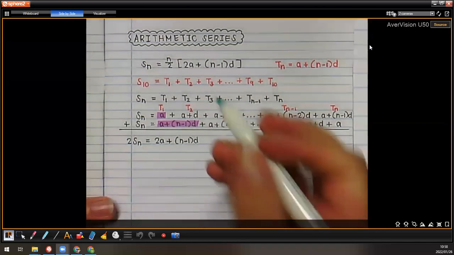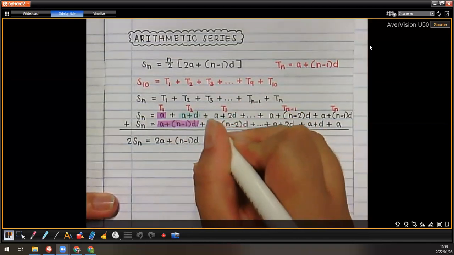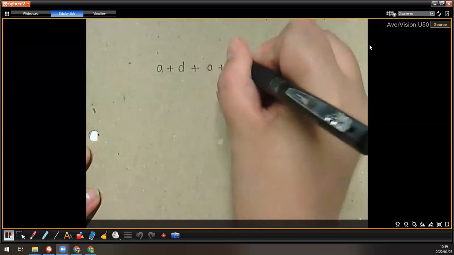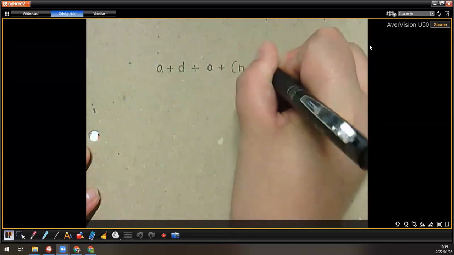Okay, now I'll use a different color highlighter so that you can see. Next up, we need to add this a plus d to that a plus n minus 2d. Now that one isn't as easy to see as this first one, so I'm just going to write it on a different piece of paper here so that you can see how that will work. Let me actually just do it on this backing. So if we have a plus d plus a plus n minus 2d.